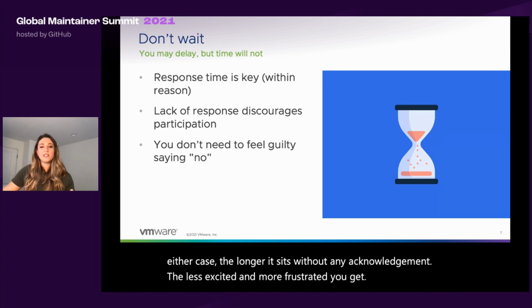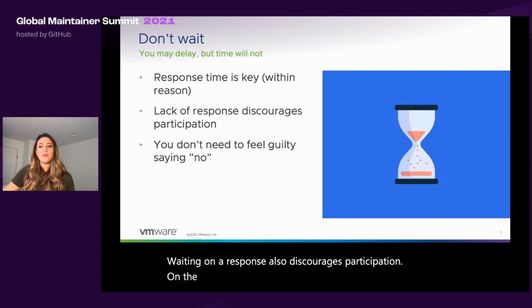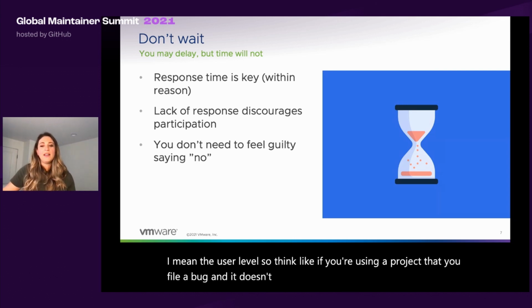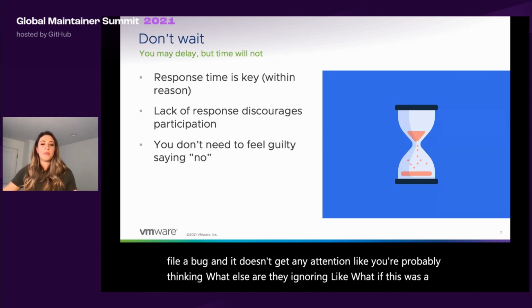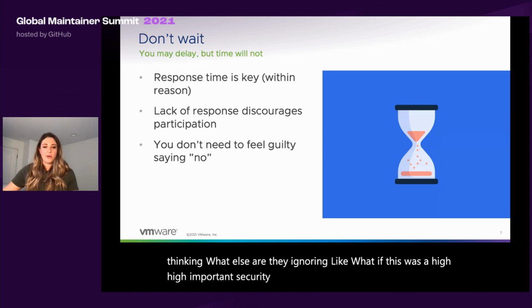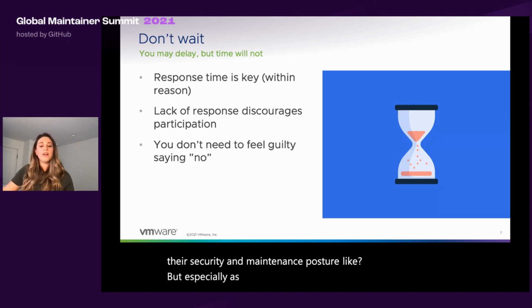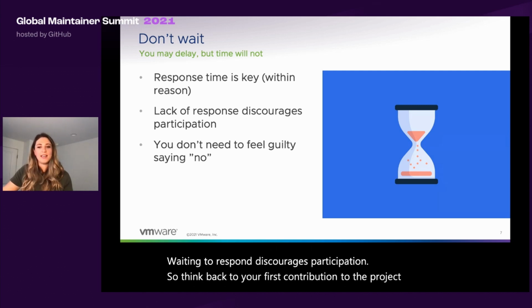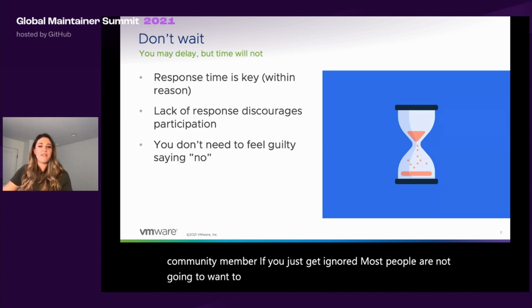Waiting on a response also discourages participation on the user level. So think, if you're using a project and you file a bug and it doesn't get any attention, you're probably thinking, what else are they ignoring? What if this was a high importance security bug? What else are they ignoring? What is their security and maintenance posture like? But especially as a first-time contributor, waiting to respond discourages participation. So think back to your first contribution to a project and how much courage and effort it takes to dive in as a brand new community member. If you just get ignored, most people are not going to want to go through that process again for nothing.